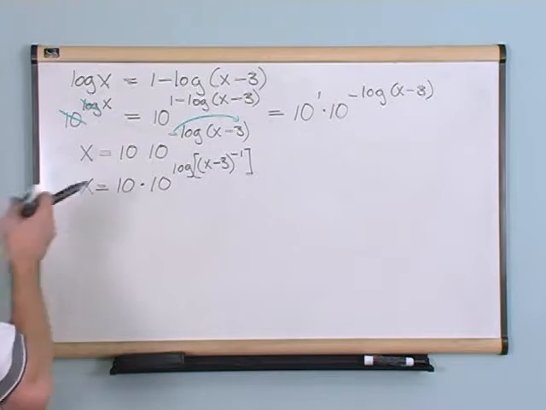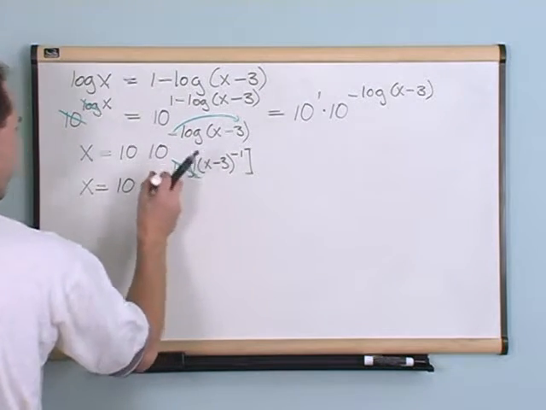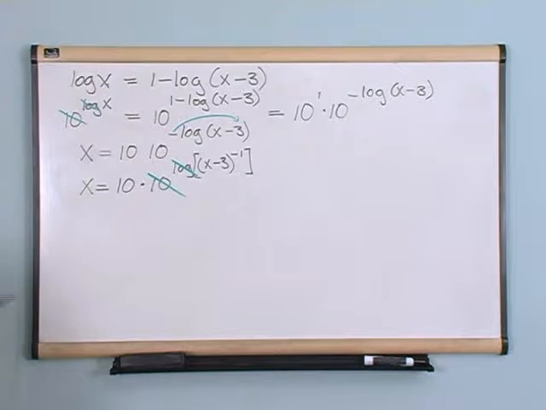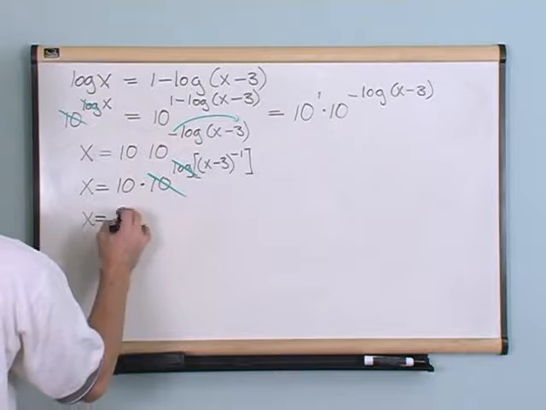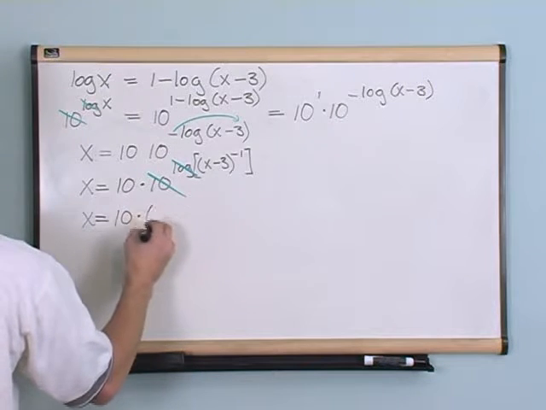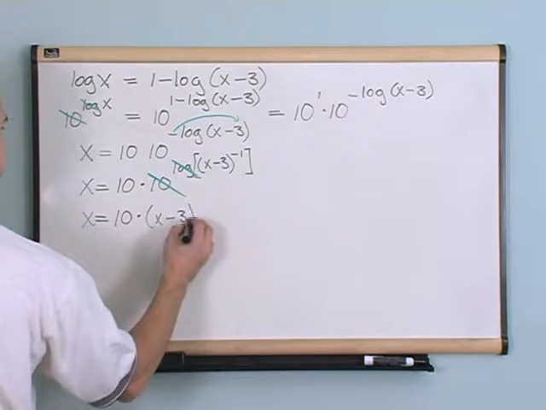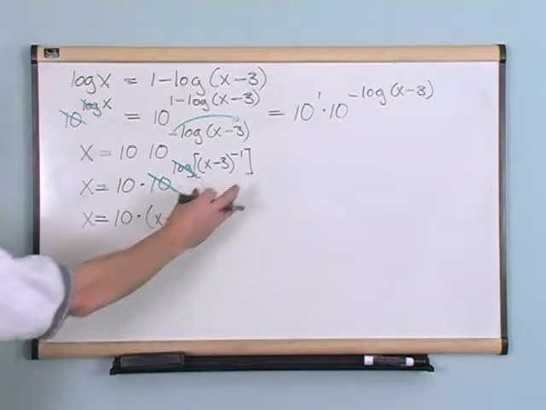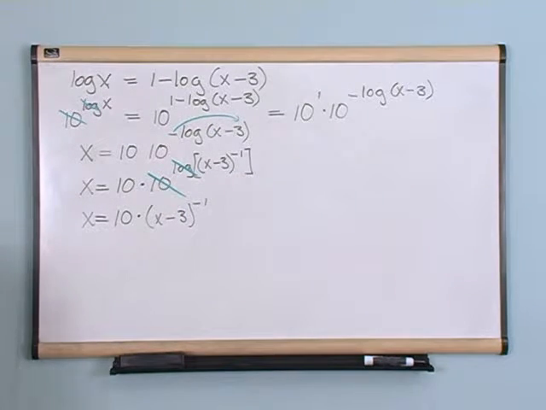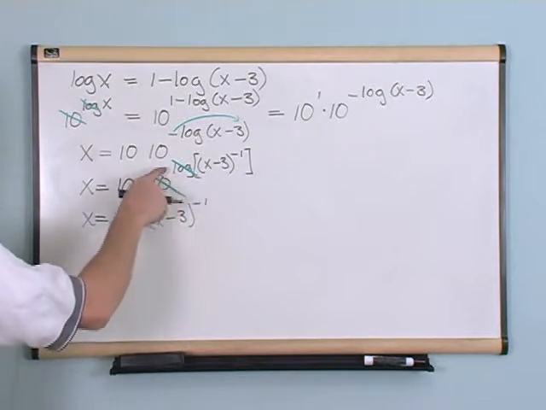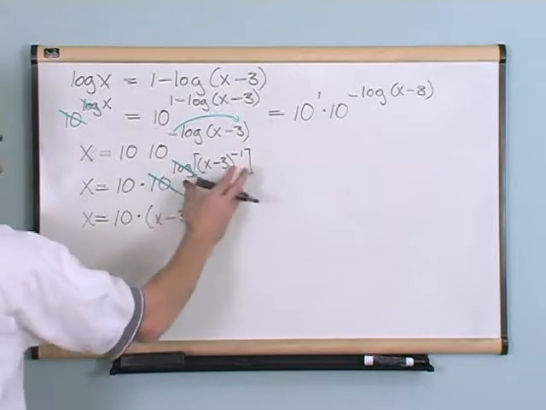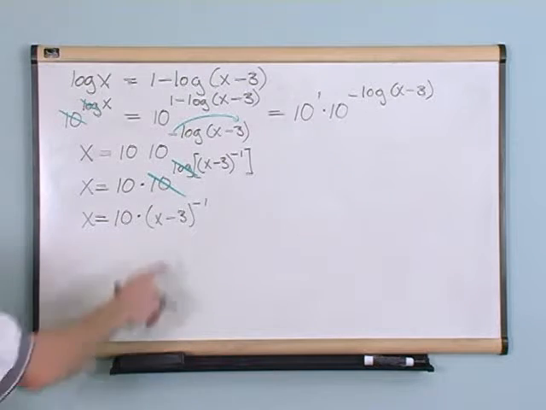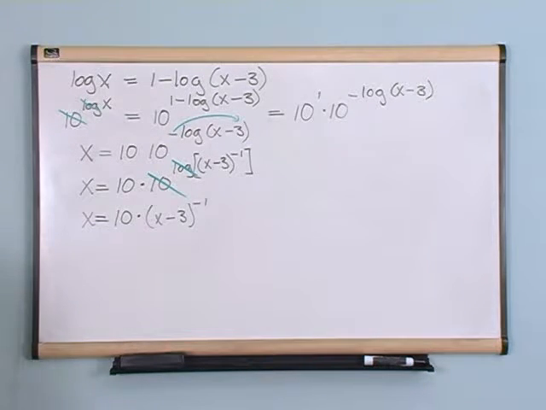And then notice that I have a log and a 10 that kind of cancel like that because they're opposites. So in the end, what I'll have is x is equal to 10 times x minus 3 to the minus 1 power, because that's all that's left over. In order for you to do this cancellation, you need to make sure all these coefficients are gone. It has to be 10 raised to the log of something. You can't have anything else hanging out there, so that's why we had to move the 1 inside like that.